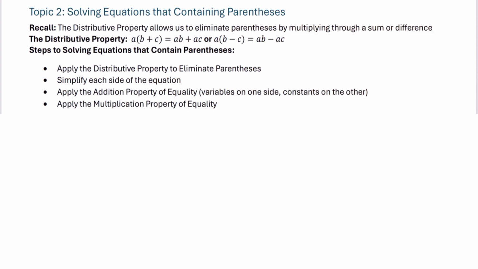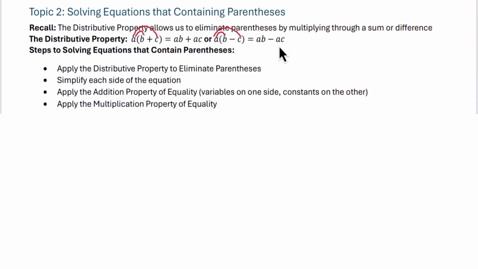Recall the distributive property allows us to eliminate parentheses by multiplying through a sum or difference. A times (B plus C) we can simplify by distributing to get AB plus AC. Or if we have A times (B minus C), we can distribute A with B and A with C to get AB minus AC.